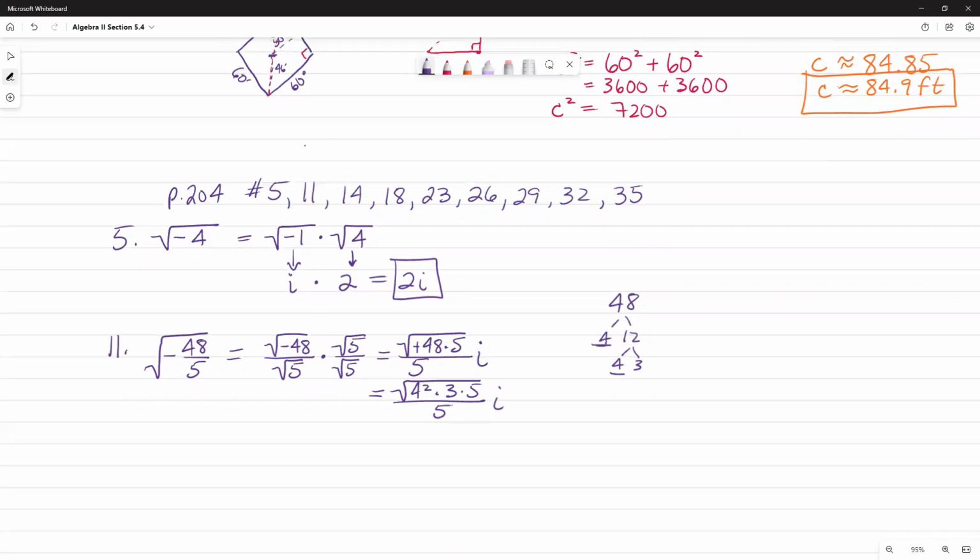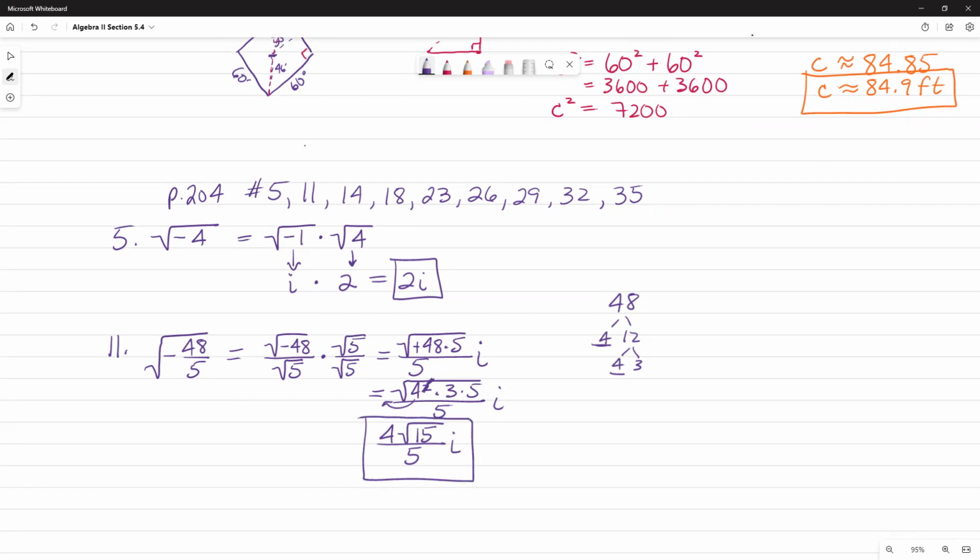So now I know that I can bring that 4 out of my square root because I can cancel the square root and the square just for that factor. So I'm going to bring out the 4, and I'm left inside the square root with the 3 times 5. So I'm going to simplify that to 15. Put my 5 in the denominator, my I on the outside, and I'm done. So 4 times square root of 15 over 5I is our answer.